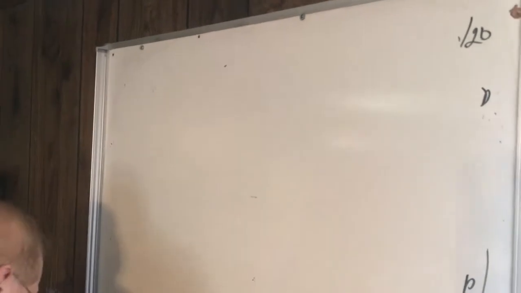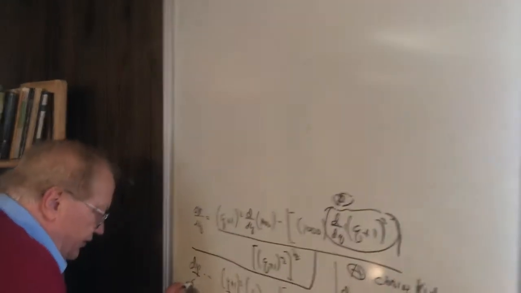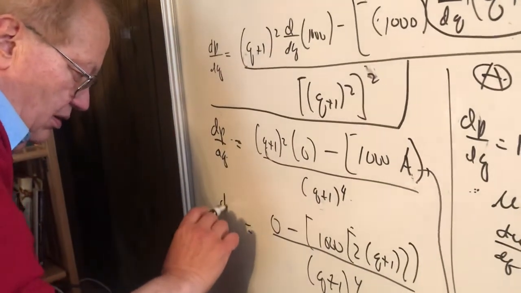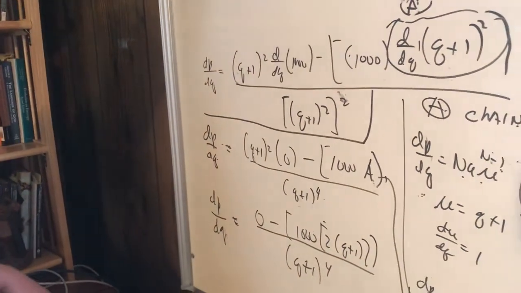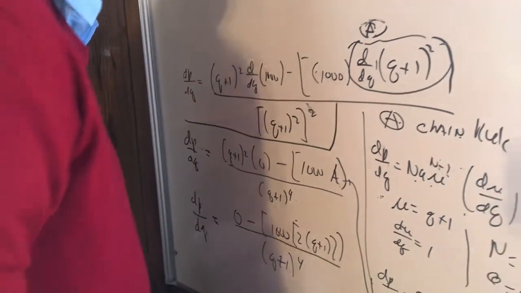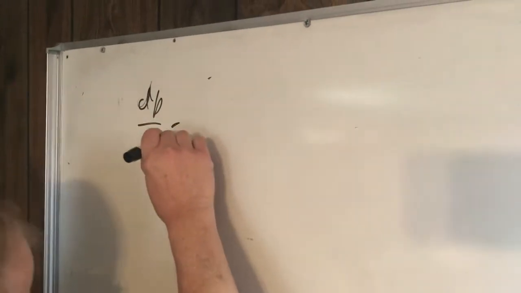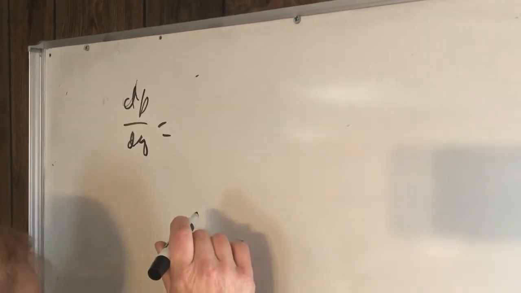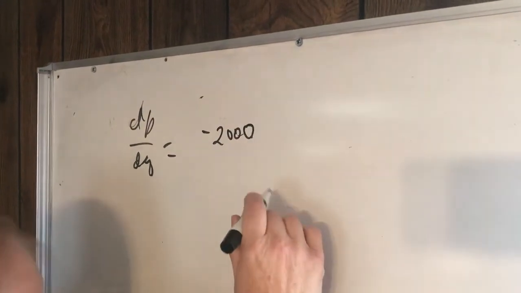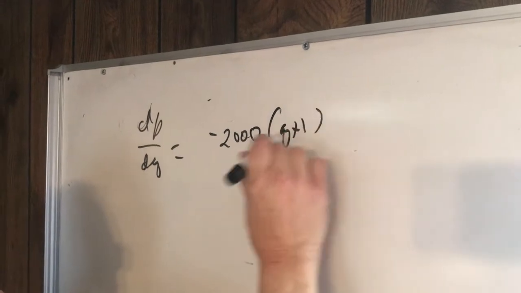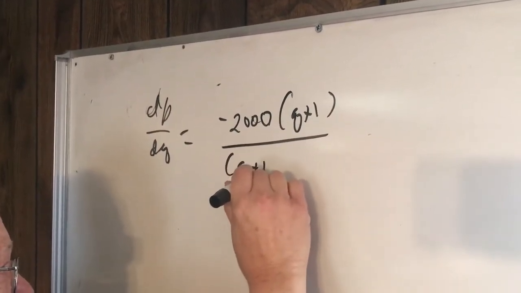So what are we going to have here? dq, I'm sorry, this is not dq dp yet. I'm taking dp dq. I'm taking the derivative of the p. So this is dp dq. Let's change this. I've taken everything with respect to q, because q is on the other side. I didn't have to do it implicitly. So I'm going to get dp dq is going to equal minus 2,000 times (q plus 1) divided by (q plus 1) to the 4th.